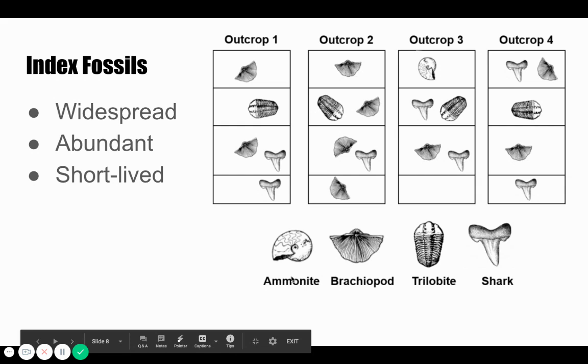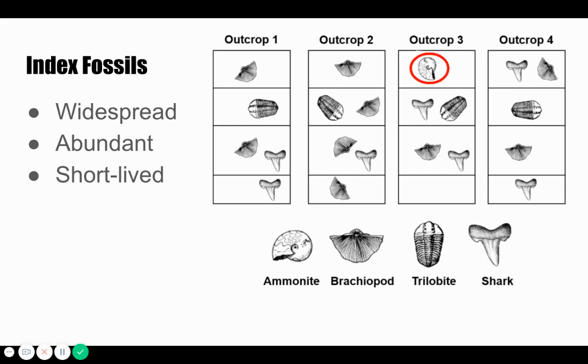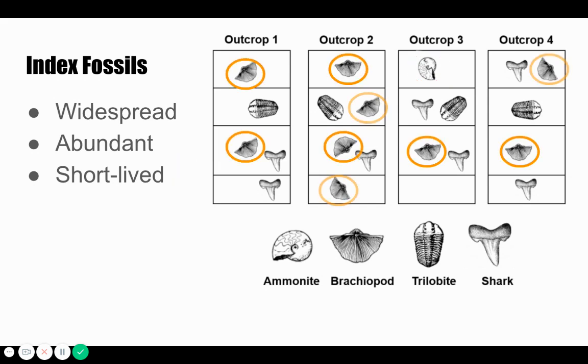Ammonites, this shell here, are only found in outcrop 3 in the top layer. So they are short-lived. They're only in one layer, but they're not widespread or abundant because they're only found once in outcrop 3. Brachiopods, on the other hand, are found in all 4 outcrops across all 4 layers. So in this case, they are for sure widespread and abundant, but they are not short-lived because they showed up over a long period of time in the rock, showing up in 4 different layers.